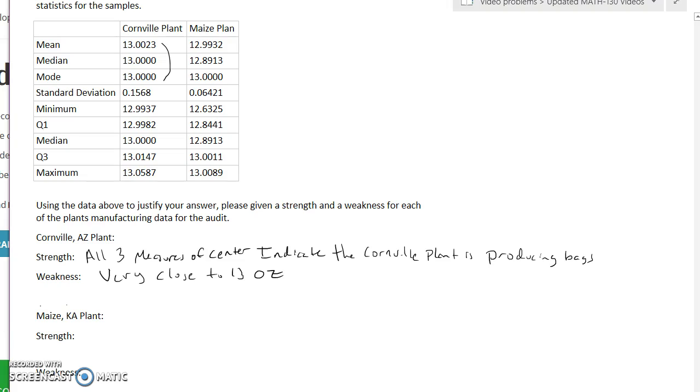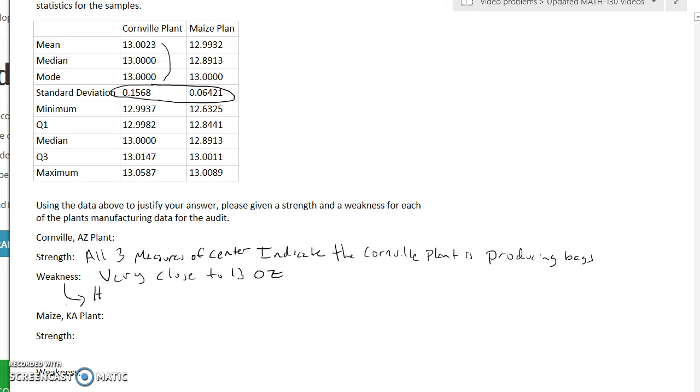What would a weakness of this plant be? Give you a second to think about that. Well, one of the things I identify as a weakness is when I compare these standard deviations. Take a look at this. Which plant is producing more variation in their bags of chips? I think that the Cornville plant has a higher variation.